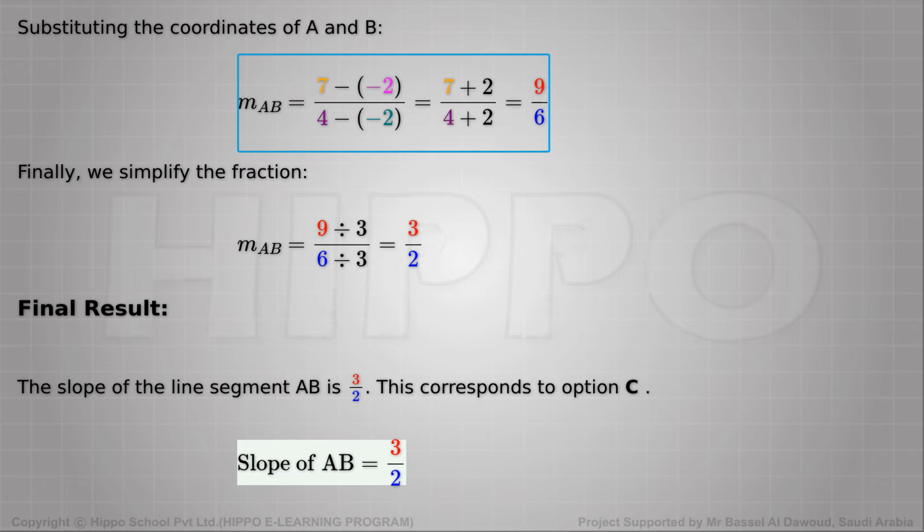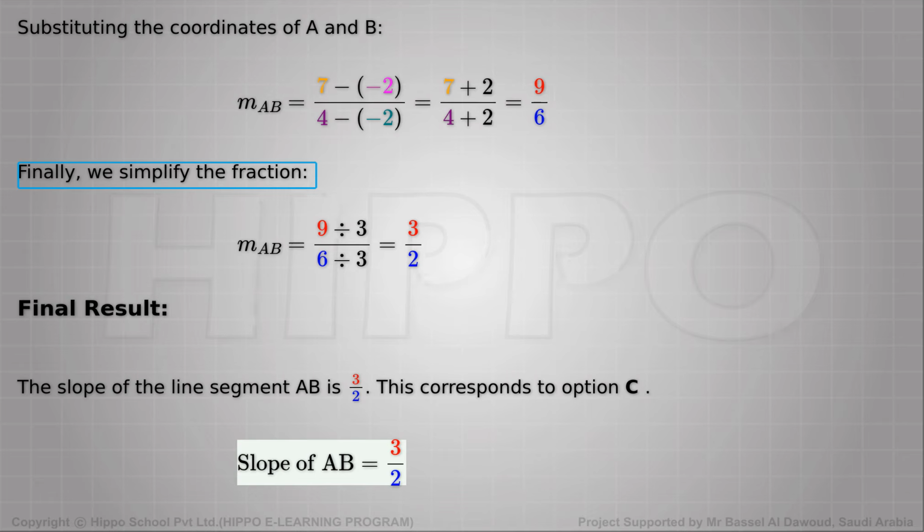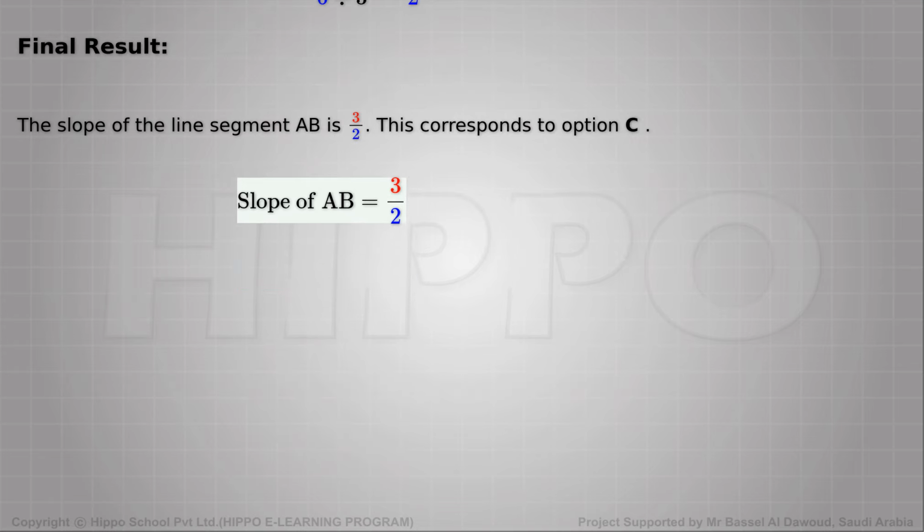Our last calculation is to simplify this fraction. Both 9 and 6 are divisible by 3. So 9 divided by 3 is 3, and 6 divided by 3 is 2. This gives us our final slope, 3 over 2. So the slope of the line segment AB is 3 halves. Looking at our options, this corresponds to option C.